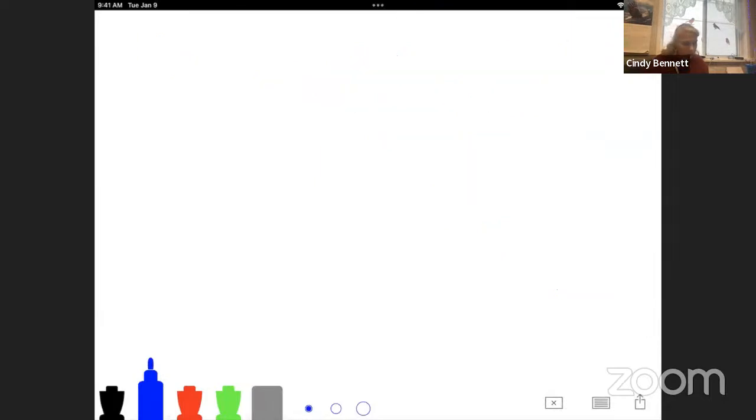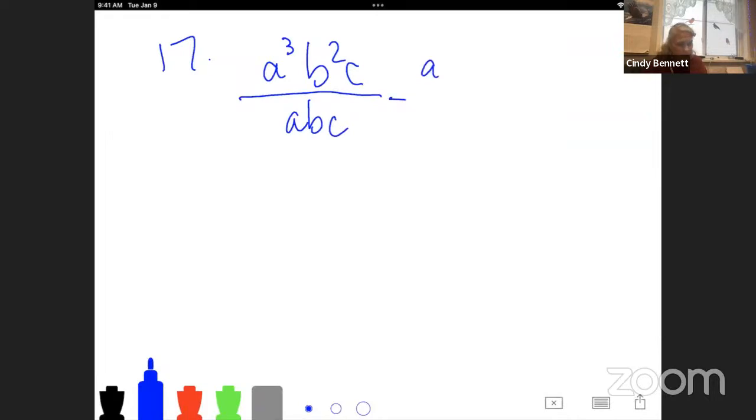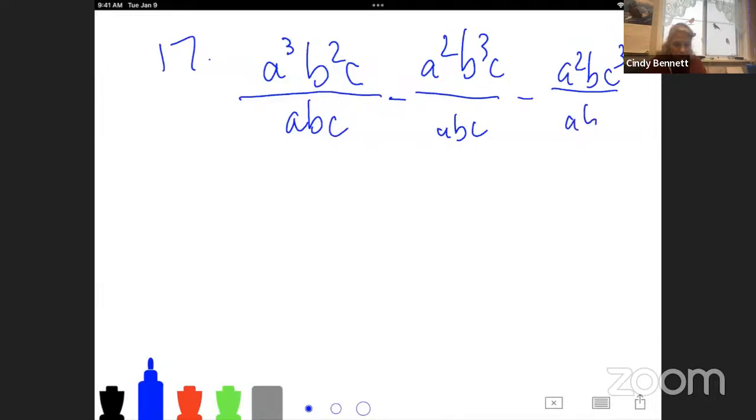All right, number 17, we're almost done. Now this is division, and we did this one where you can kind of separate it out and put over ABC: a squared b cubed c over ABC, and then minus a squared b c cubed over ABC. So subtract exponents. 3 minus 1 is 2. 2 minus 1 is 1. C over C is 1, so those cancel out.